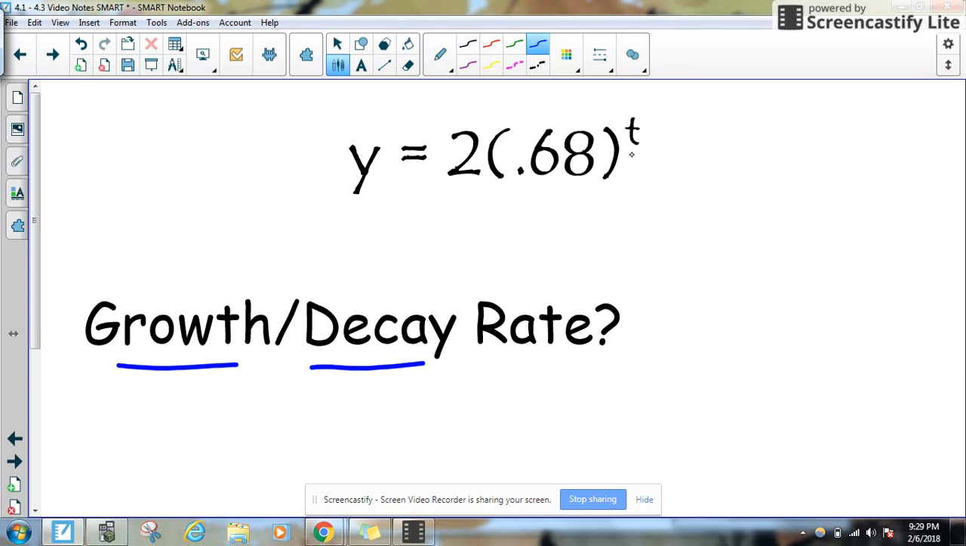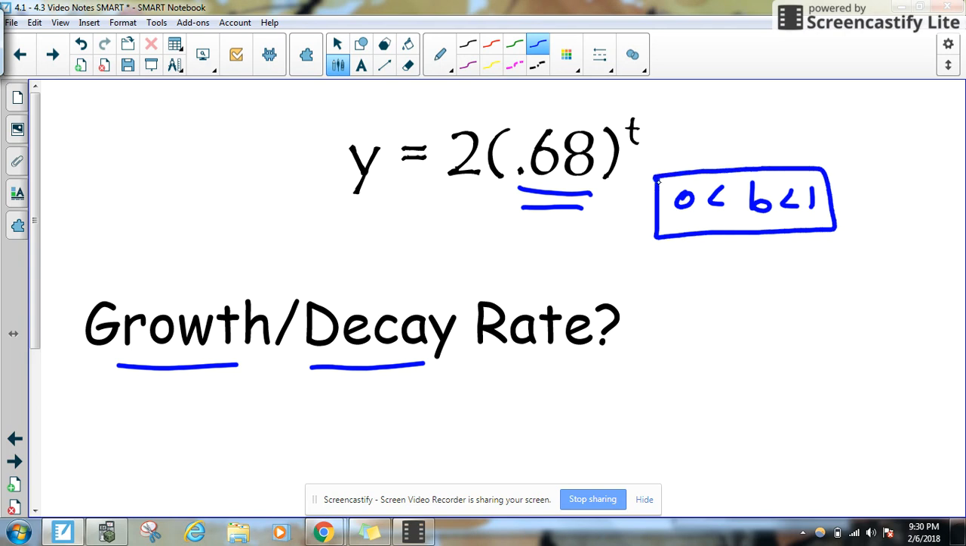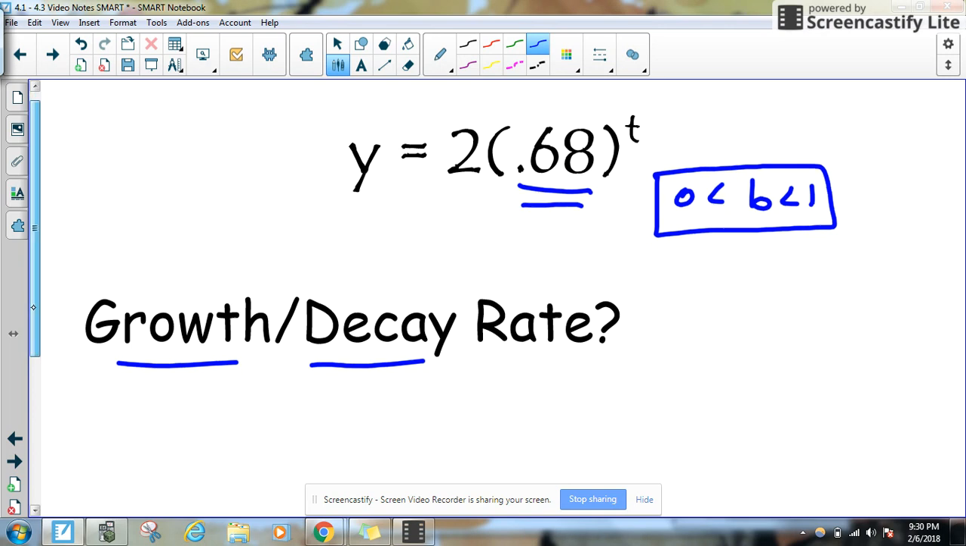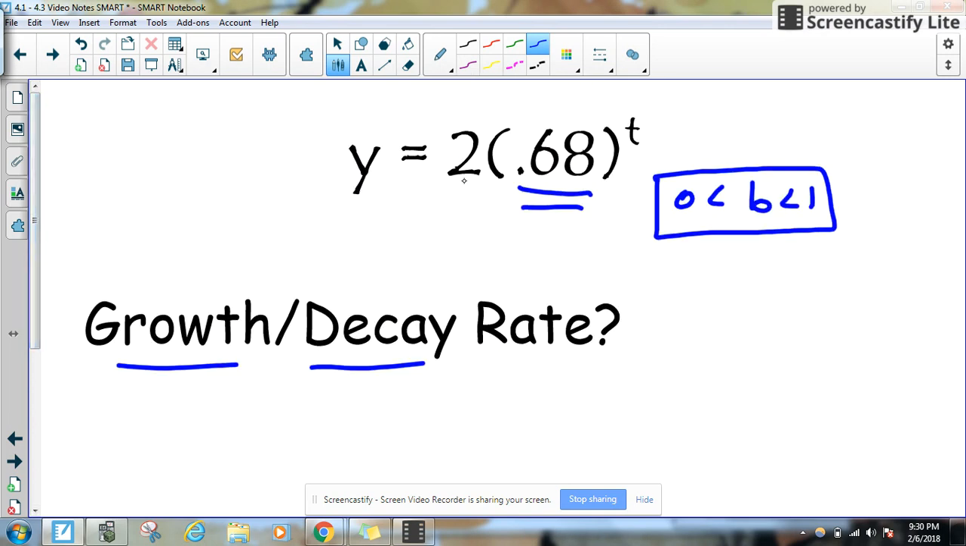The first thing you could do is understand that this is exponential decay. The reason is because b is less than 1, but also greater than 0. Remember that last video: if b is a fraction between 0 and 1, then it's exponential decay. The question is, if I were to compare this formula as it's written to my exponential decay formula, which is p times 1 minus r to the t, what is r? What is my decay rate?